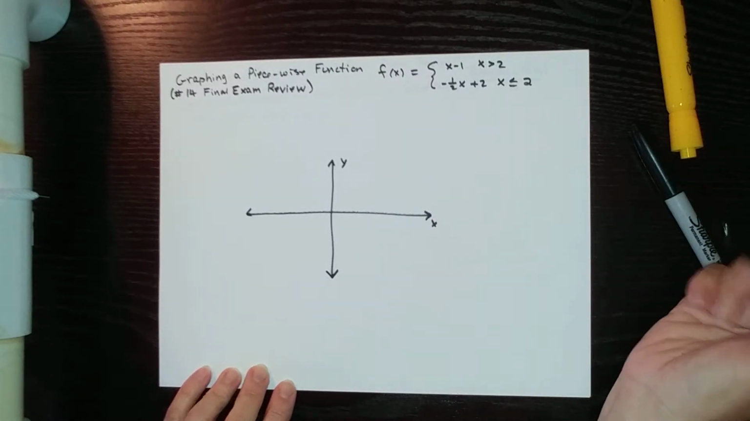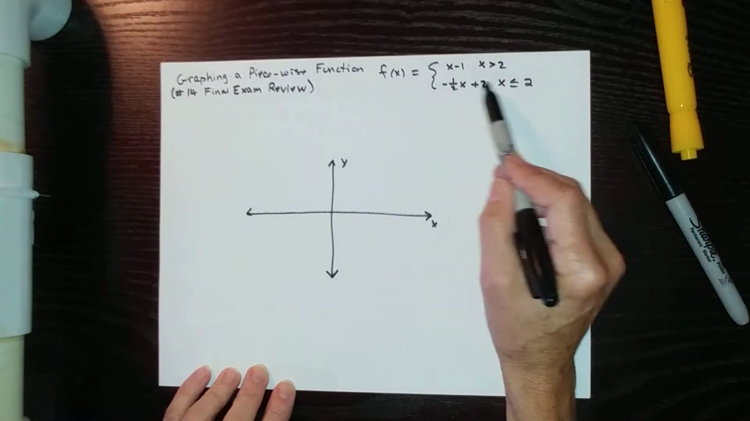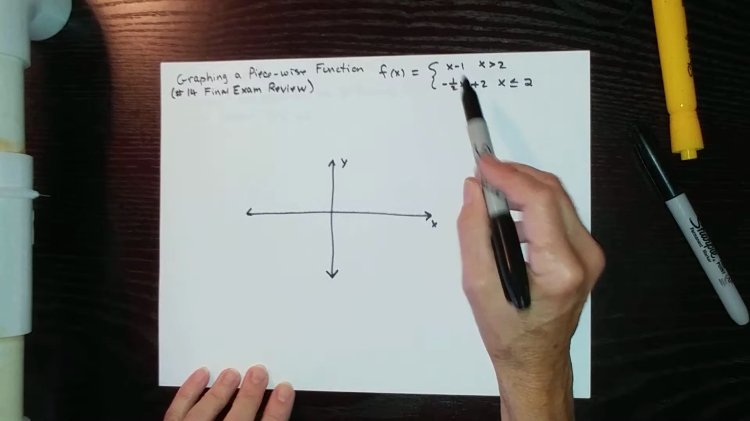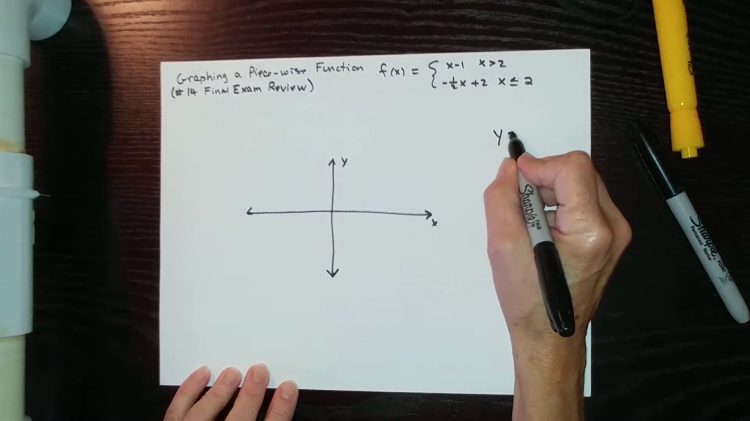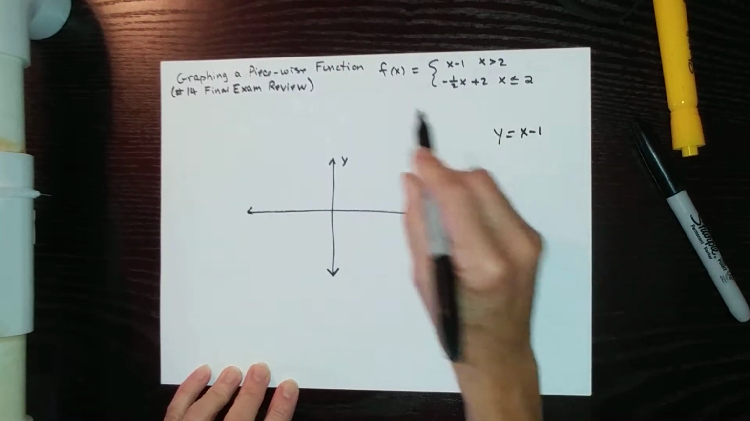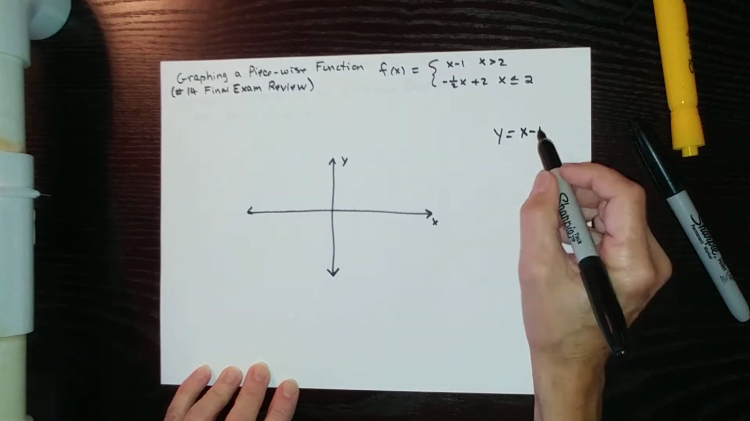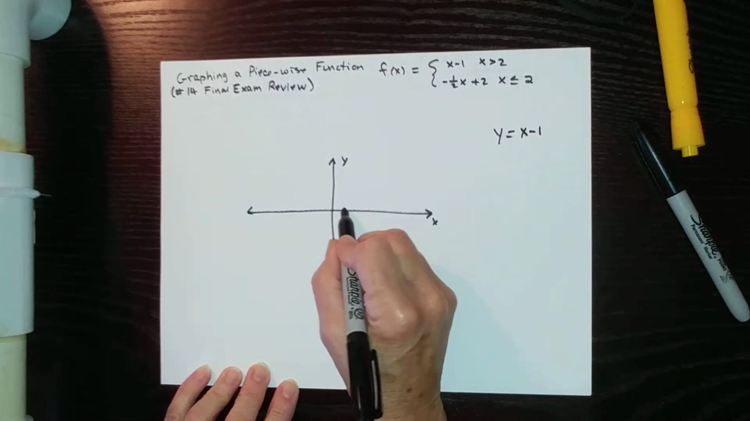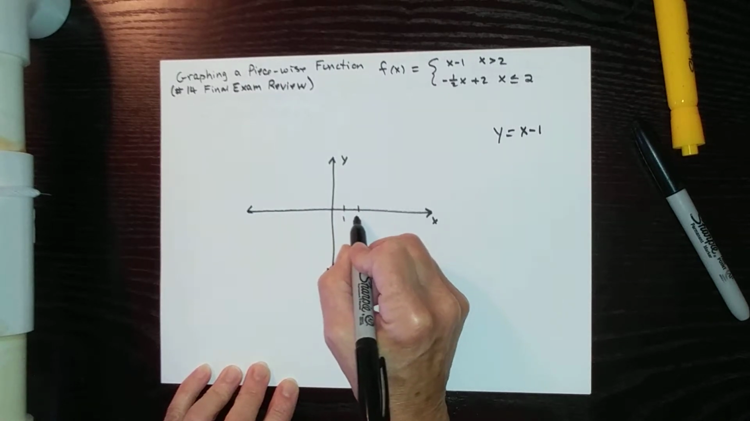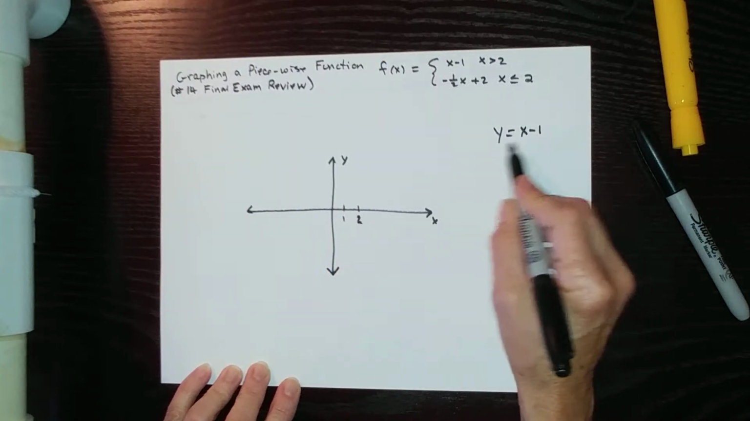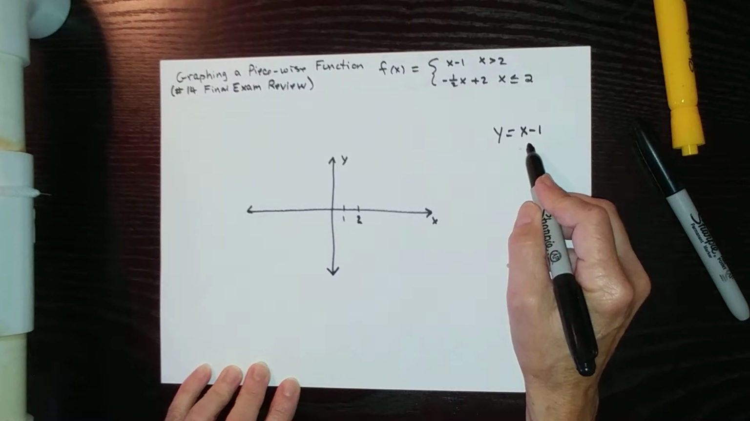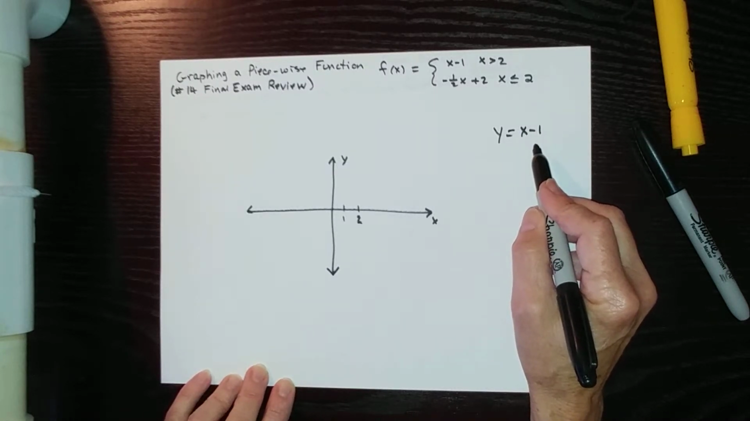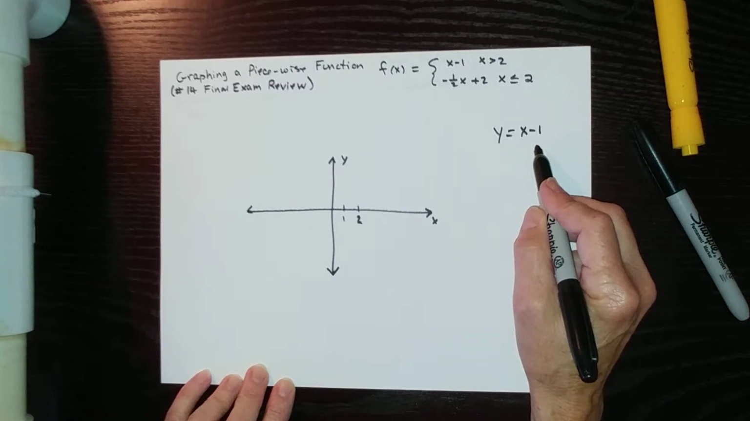If you look, this function is defined by y equals x minus 1, because of course f of x can be replaced with y, for values of x that are to the right of 2. So if this is 1 and this is 2, this line, y equals x minus 1, is only defined for values of x that are to the right of 2.